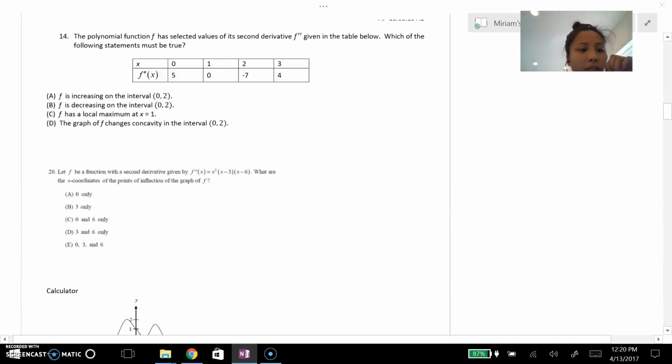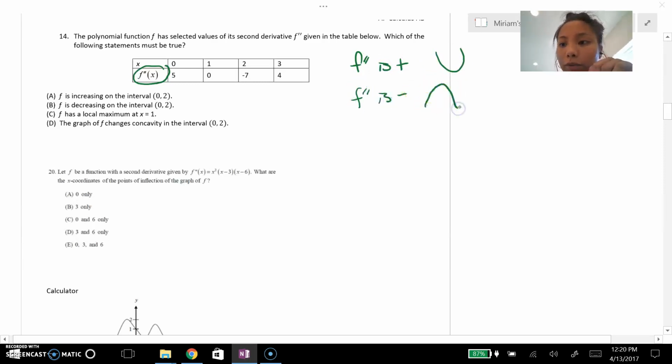Next one, number 14. The polynomial function f has selected values of its second derivative in the table below. Which of the following statements must be true? So a few things we know. If the second derivative is positive, then we are concave up. If the second derivative is negative, we are concave down. Ready? So those are things that we do know.